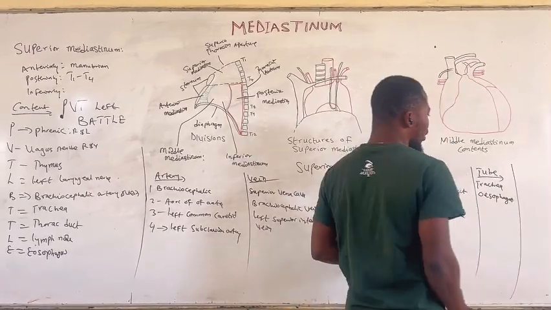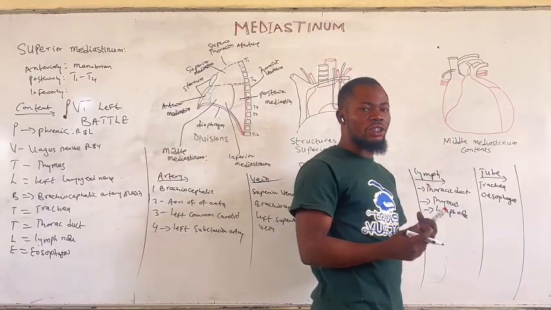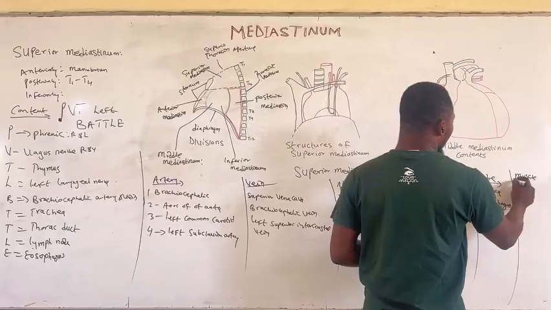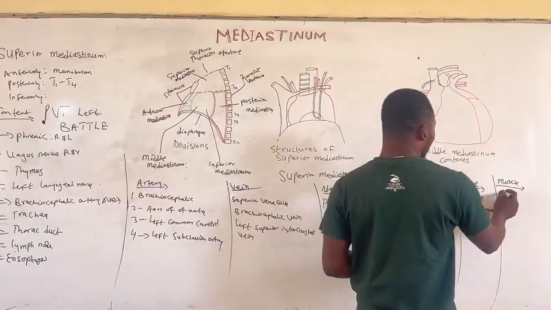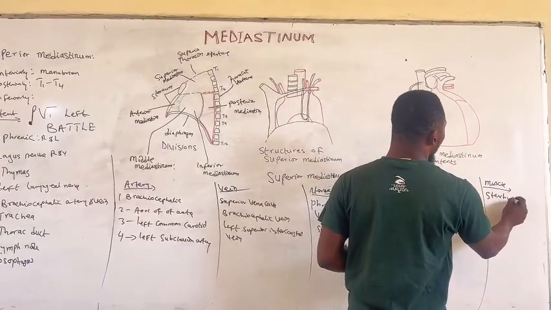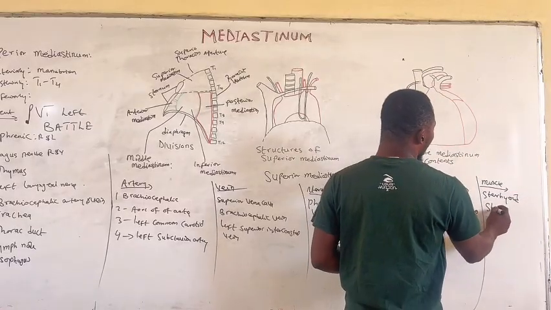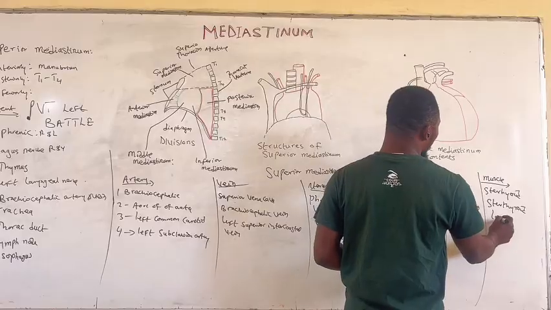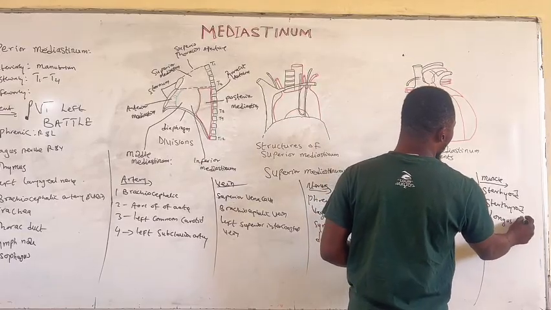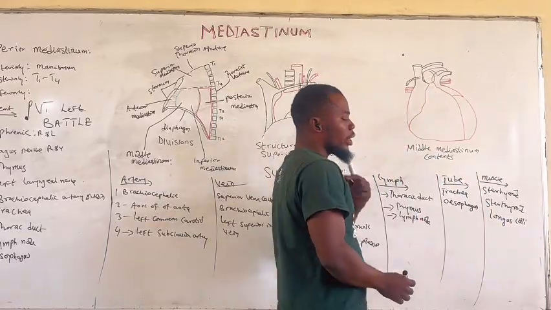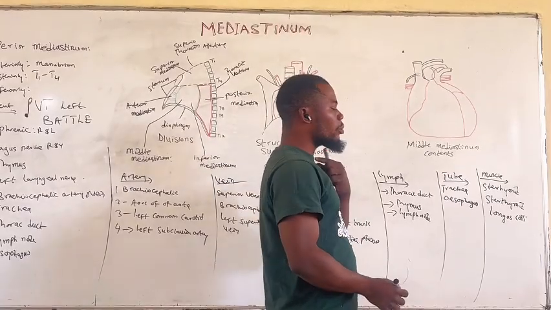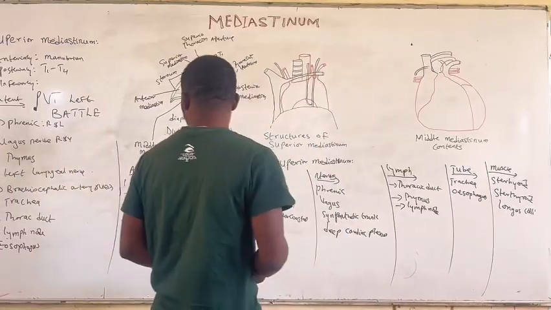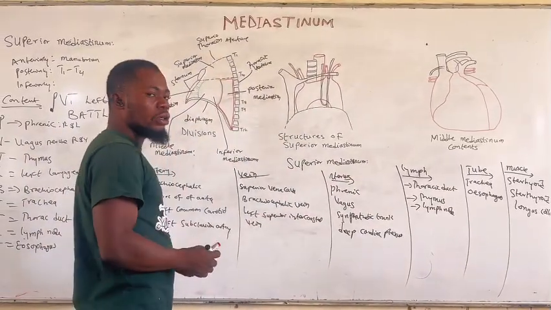The last structures that you can find in the superior mediastinum are now the muscles. There are three muscles that you can find in the superior mediastinum: the sternocleidomastoid muscle, the sternothyroid muscle, and the longus colli muscle. So these are the contents of the superior mediastinum.